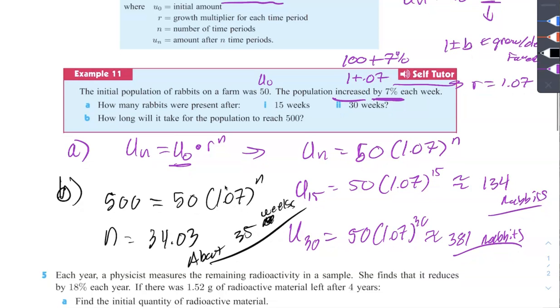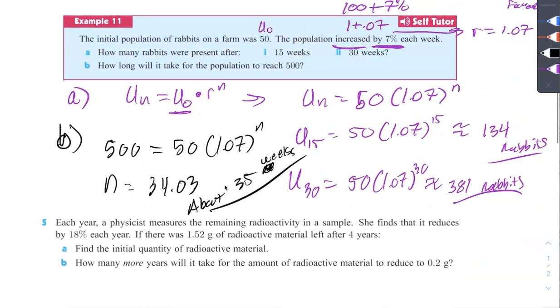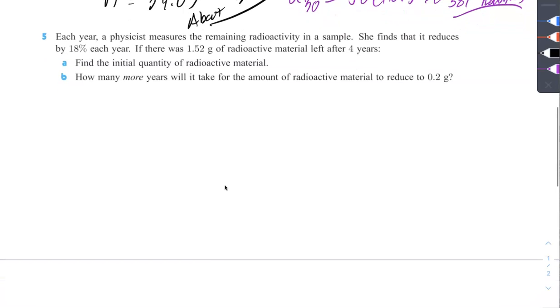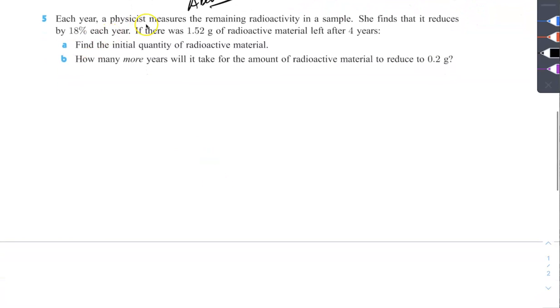There we go. So that was a growth one, right? I probably should increase. Now let's do a decay one. Each year, a physicist measures the remaining radioactivity in a sample. She finds that it reduces by 18% each year. There was 1.52 grams of radioactive material after 4 years. Find the initial quantity of the radioactive material.